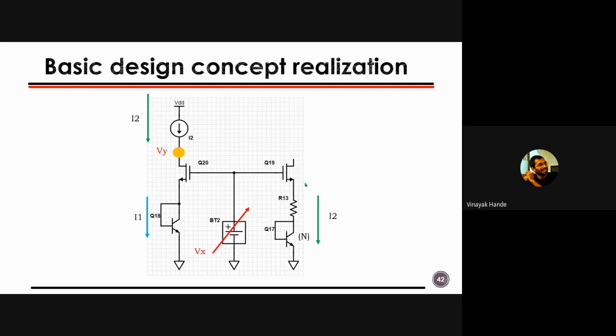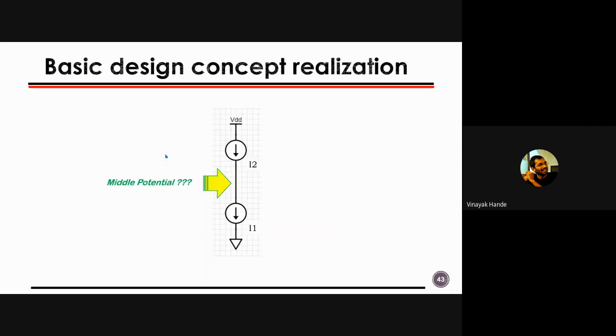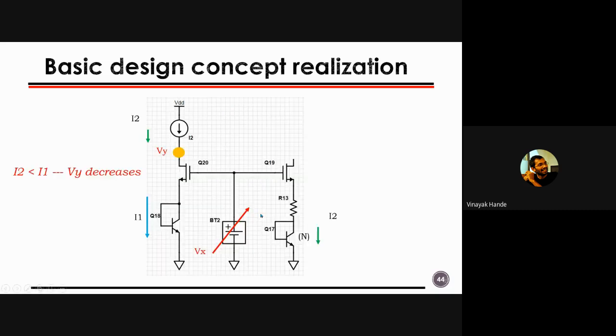Now what I do is that somehow I get the current source I2, and I try to measure the voltage of Vy, right? Then forget about the Vx at this point of time. Then I know the concept. If I2 is greater than I1, that middle potential will increase, right? Same way we can see over here. If I2 is smaller than I1, Vy decreases. This is a higher current and this is a smaller current, so Vy will decrease, right? And move towards the ground, right?